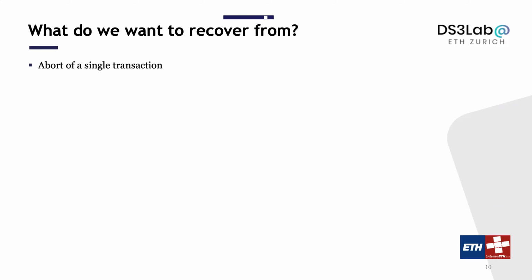So we want to recover from essentially the abort of a single transaction. When you talk about recovery here, I need to be able to undo a single transaction when the user asks me to abort it. So here, the user is the failure, an error-code failure. The user says, abort this transaction, and I should have some way to undo it.